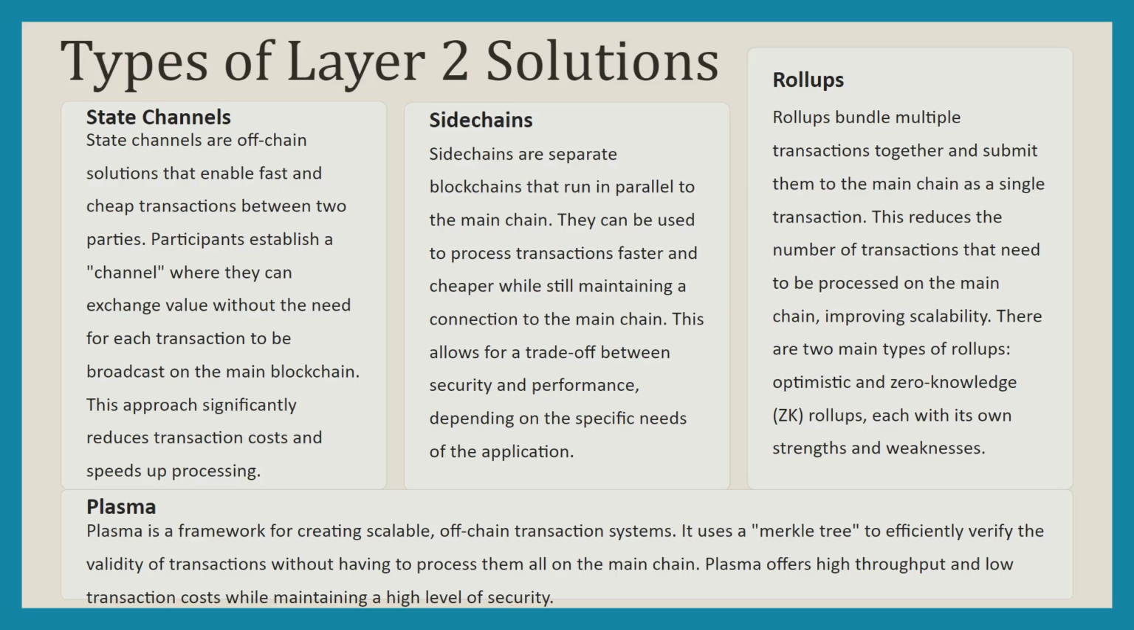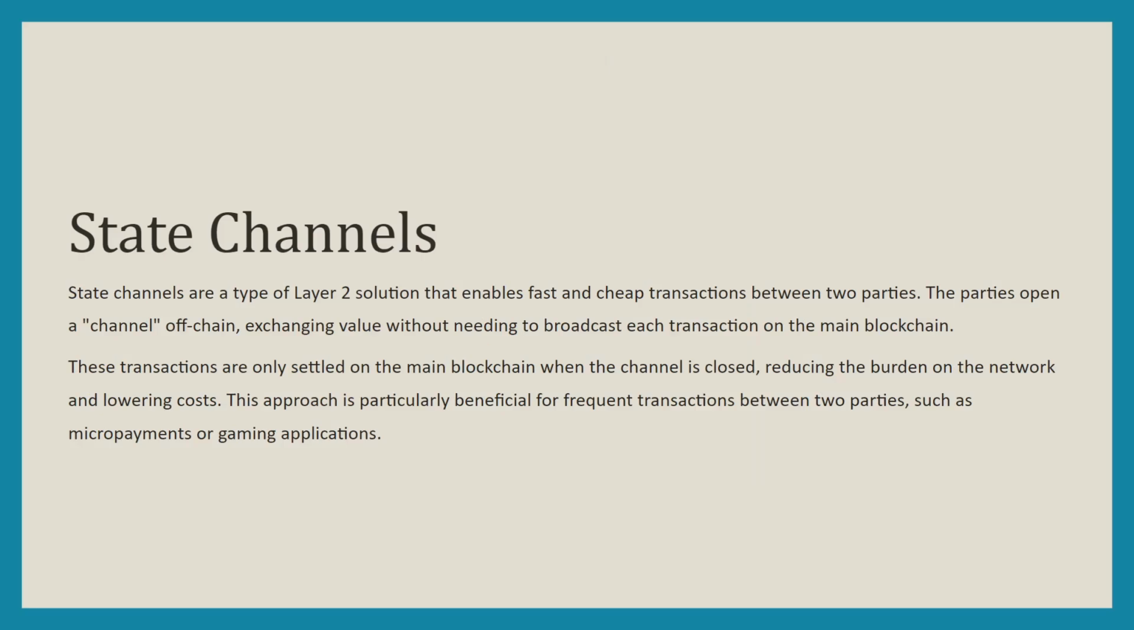So next is Plasma, which is a framework for creating scalable off-chain solutions. It uses a Merkle tree to efficiently verify the validity of transactions without having to process them all on the main chain. Plasma offers high throughput and low transaction costs while maintaining a high level of security.